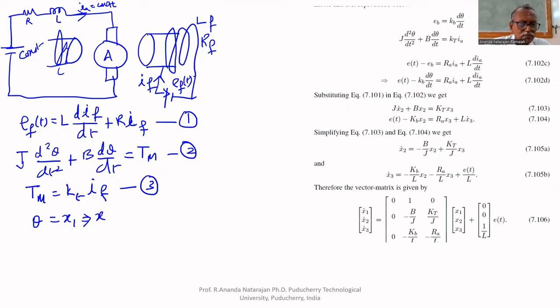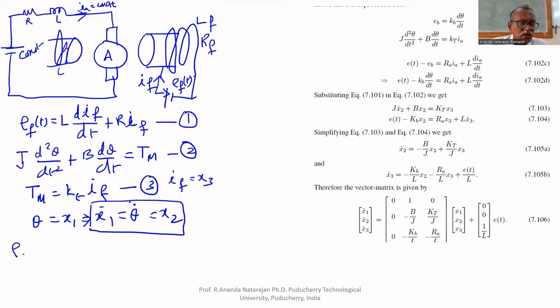Now, let us assume that theta equal to x1, which implies that x1 dot equal to theta dot equal to x2. This is the first state equation. We are assuming that theta equal to x1, theta dot equal to x2, two state variables. Third state variable is IF equal to x3. That is the third state variable.